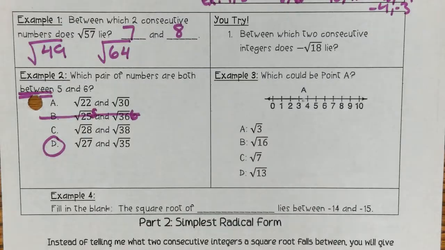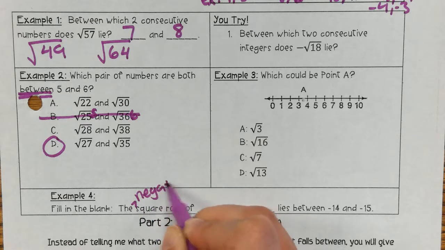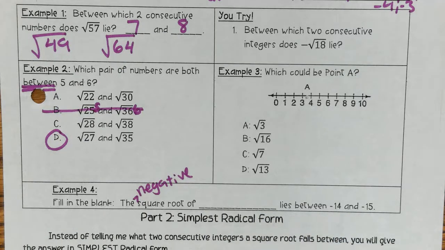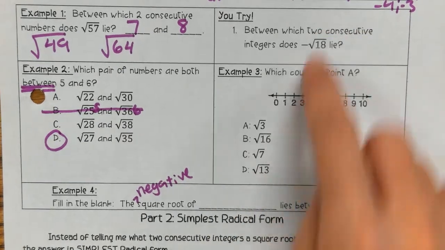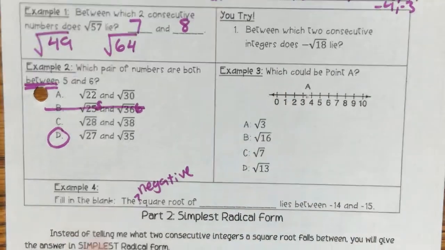On example 4, add in the negative. So it reads the negative square root of something lies between negative 14 and negative 15. And then you guys do these 3 problems. So the you try number 1, example number 3, and example number 4.